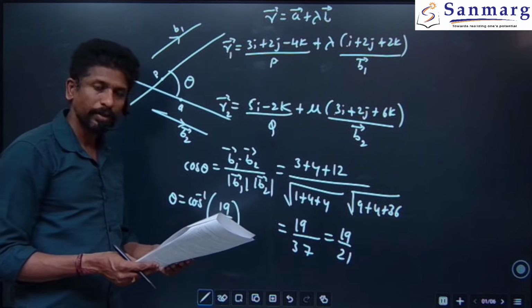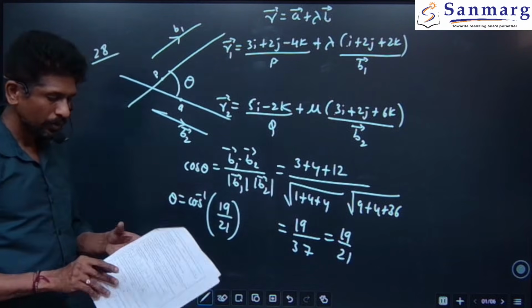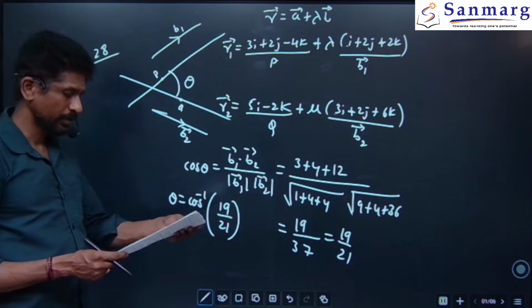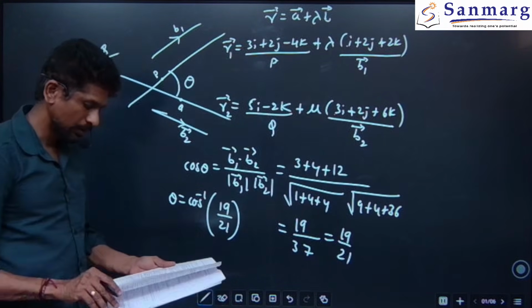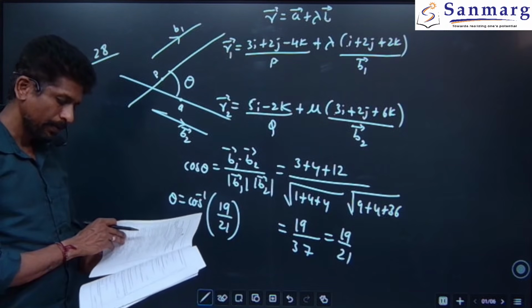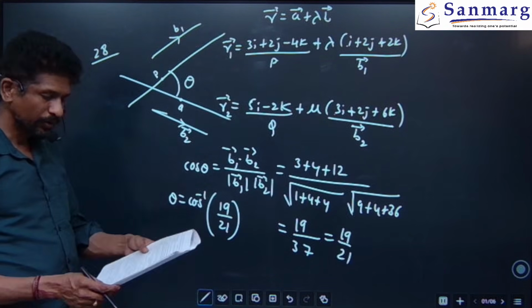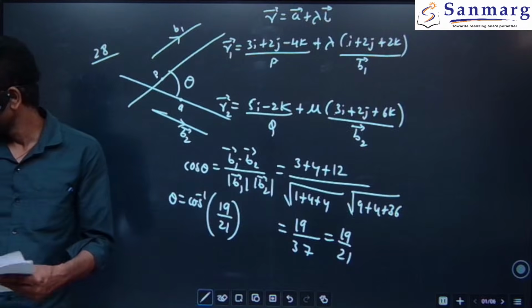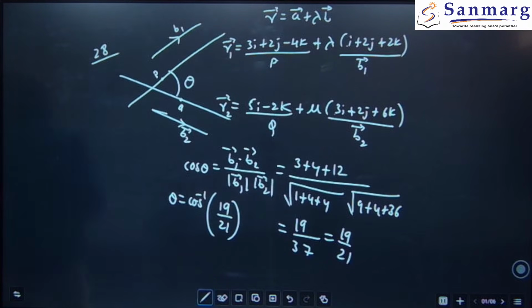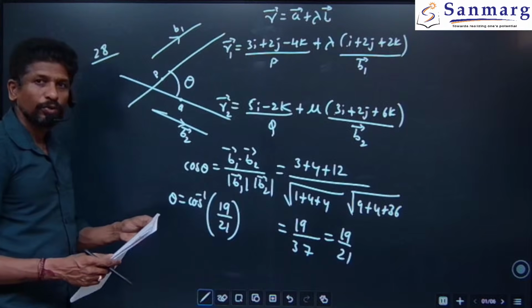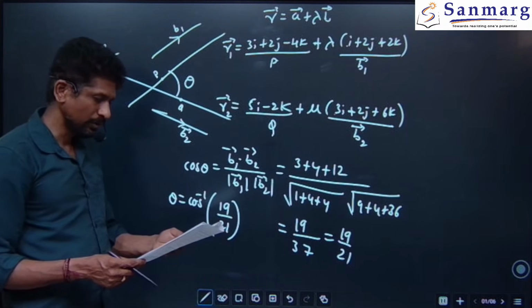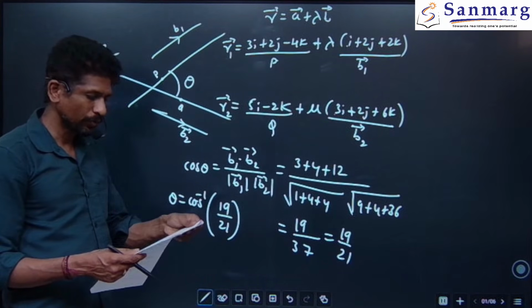This appeared in the 3-dimensional geometry section. Out of 9 you have to answer any 6. Almost 8 questions I solved here. The 9th question will be in the probability concept. This is the 2 marks questions. Next we'll go with 3 marks questions.